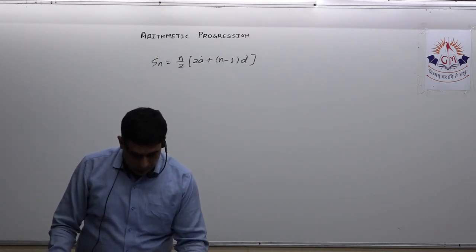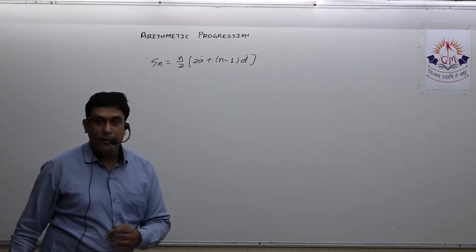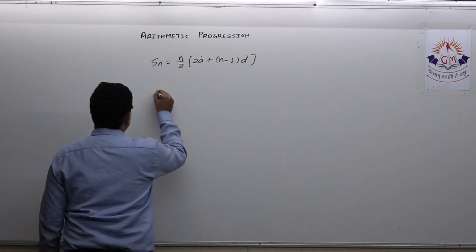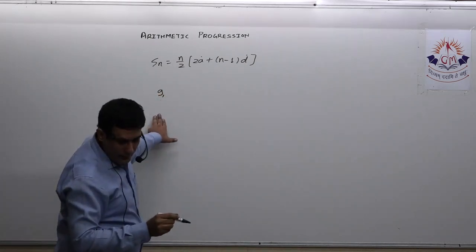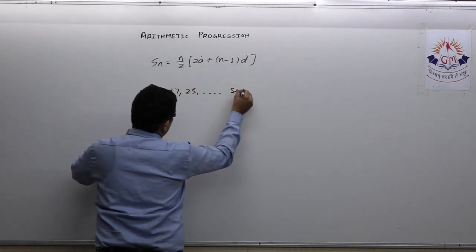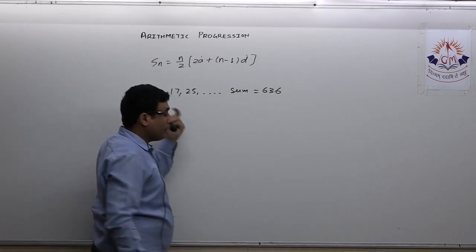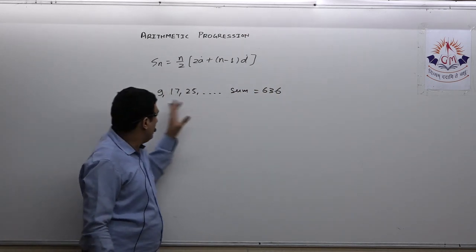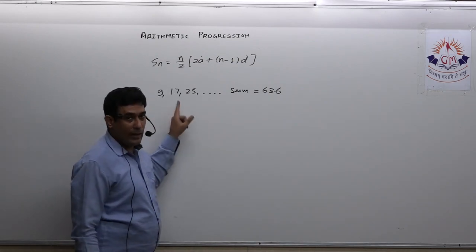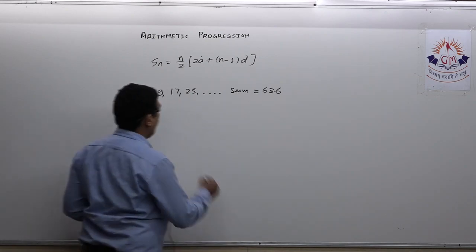Now, next type of question: how many terms of the AP must be taken to get the sum as 636? It is given: how many terms of the AP 9, 17, 25, so that the sum becomes 636. So this is again a similar question, the only thing is that this is framed in a different way. Here the first term and the second term are given, that means the common difference is given, and the sum is given. So what do we have to find?